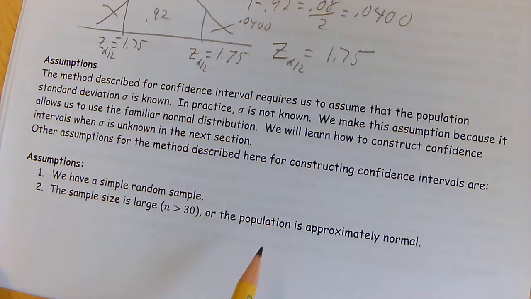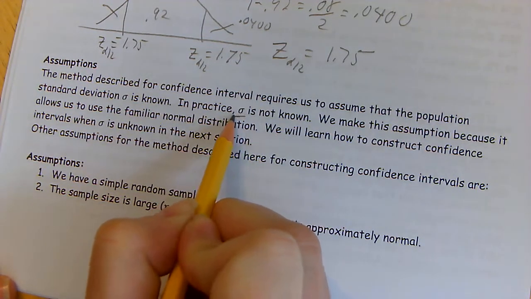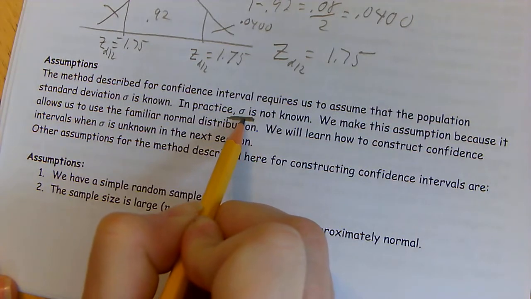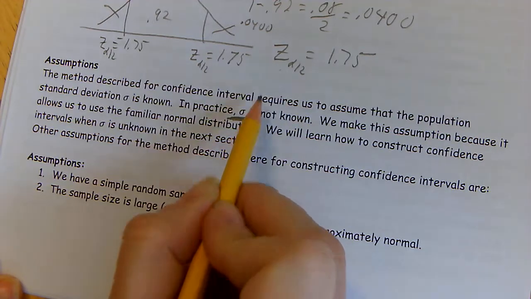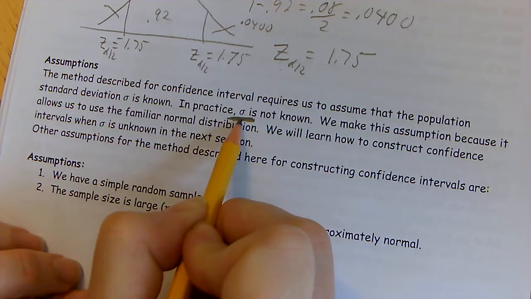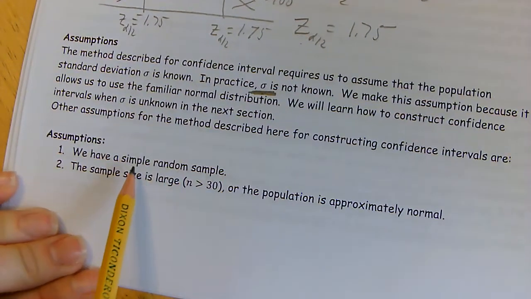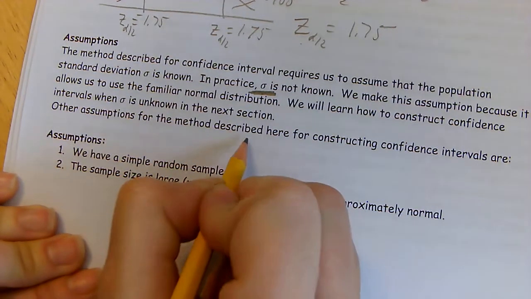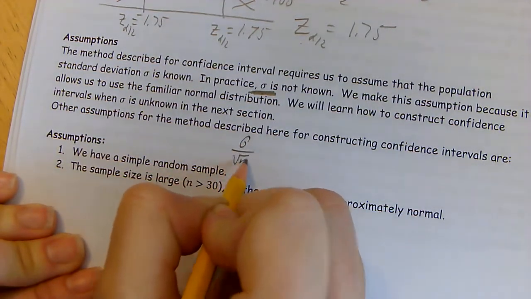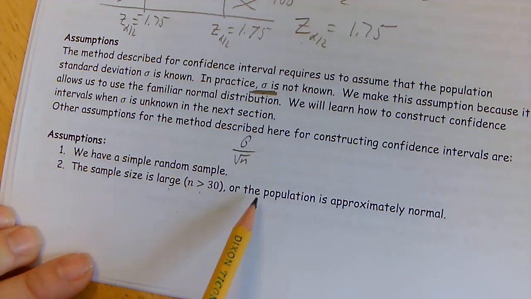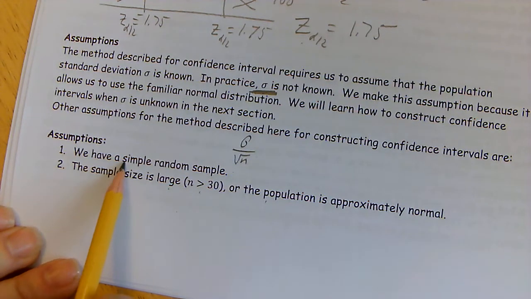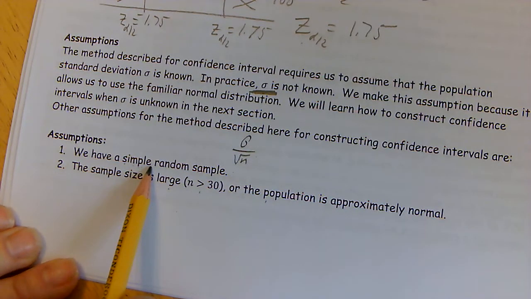So for 8.1, our assumptions are we have the population standard deviation. That's why we can use z values. Critical z value goes when I have the population standard deviation. Also, for the standard error, the central limit theorem says I can use this if my sample size is larger than 30 or it's from a population that's approximately normal. And my sample is a simple random sample, which means this sample truly represents the true population.